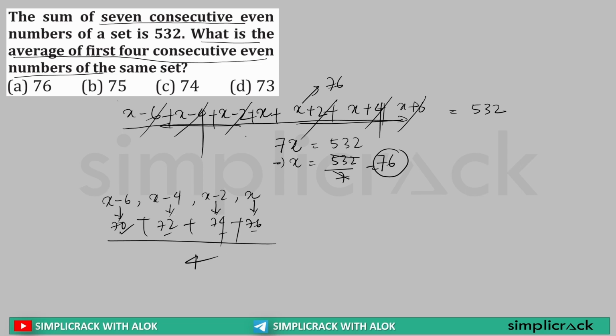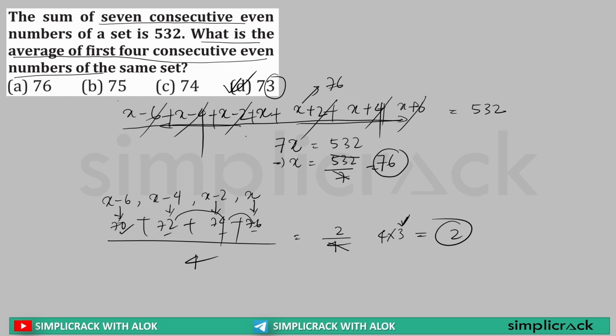Now, the unit digit: 2 4s are 6, 6 6s are 12. So it is 2 by 4. I know 4 into 3, if I multiply 4 into 3, I will get unit digit 2. So here the answer option should have 3 as the unit digit. Only one option has 3 as the unit digit, that is 73.